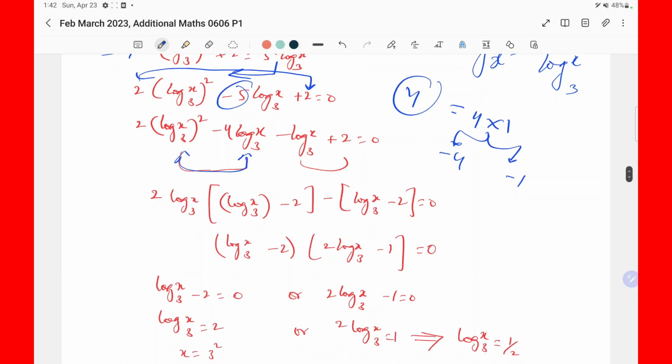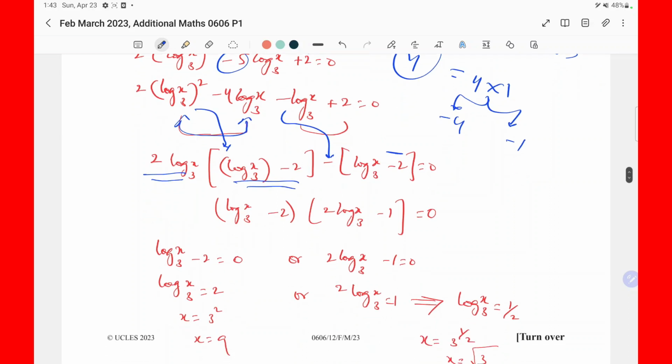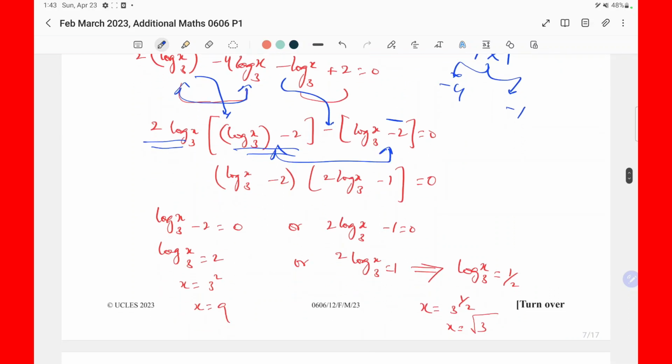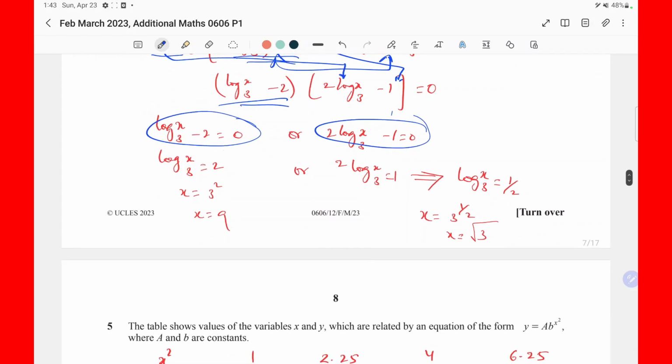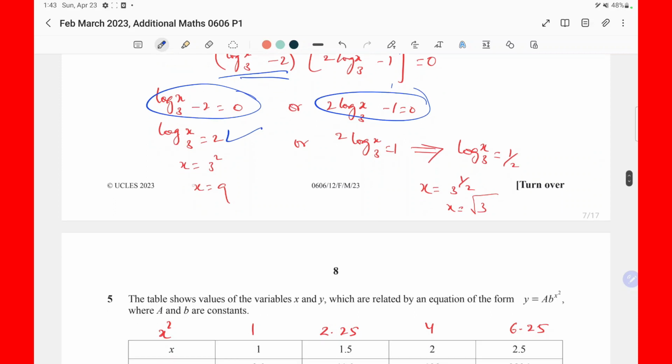Now here you can take common 2 log x base 3, and here you will get log x base 3 only, and from here you will get minus 2. From here you can take only minus common, so log x base 3, and here minus 2 you will get. Now again you can take common log x base 3 minus 2, and here you will get 2 log x base 3, and here minus 1. So now log x base 3 minus 2 times 2 log x base 3 minus 1 equals 0. So log x base 3 equals 2, x equals 3 to the power 2, which is 9.